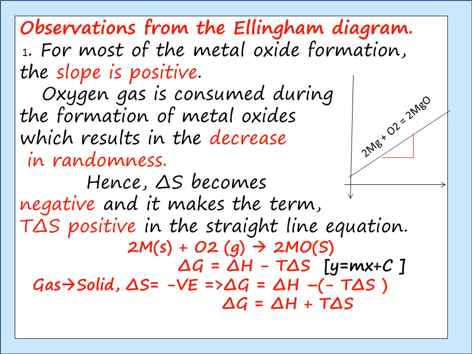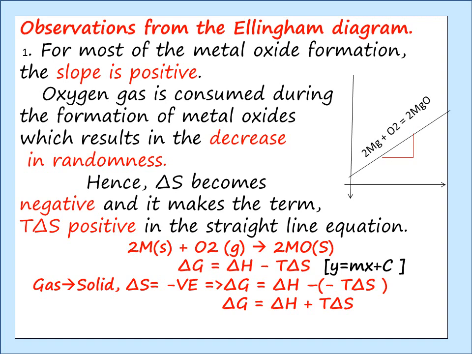What are the observations of Ellingham diagram? If you see this graph, you can see that magnesium consumes oxygen to become magnesium oxide and the slope of this graph seems to be positive. So, for most of the metal oxide formation, the slope value is positive. You know why? Here, oxygen gas is consumed during this reaction.